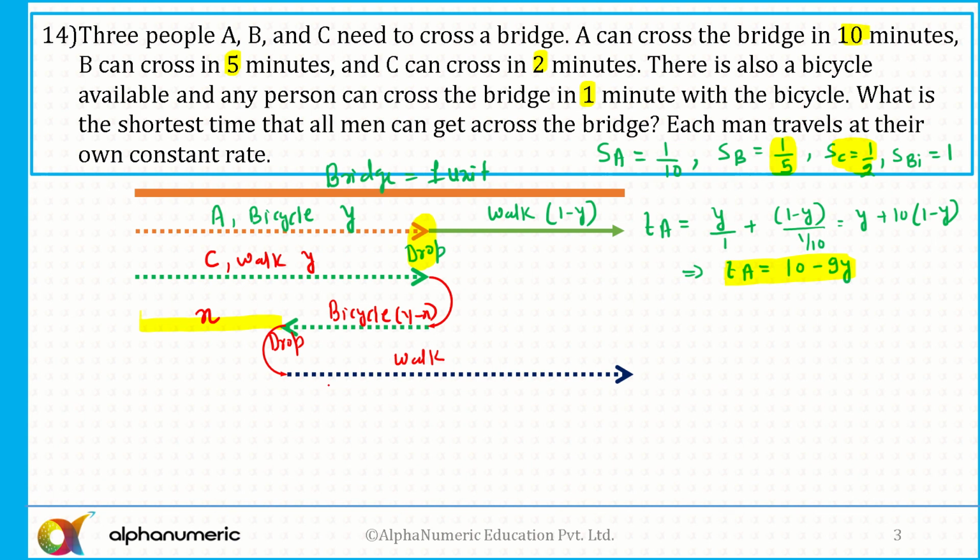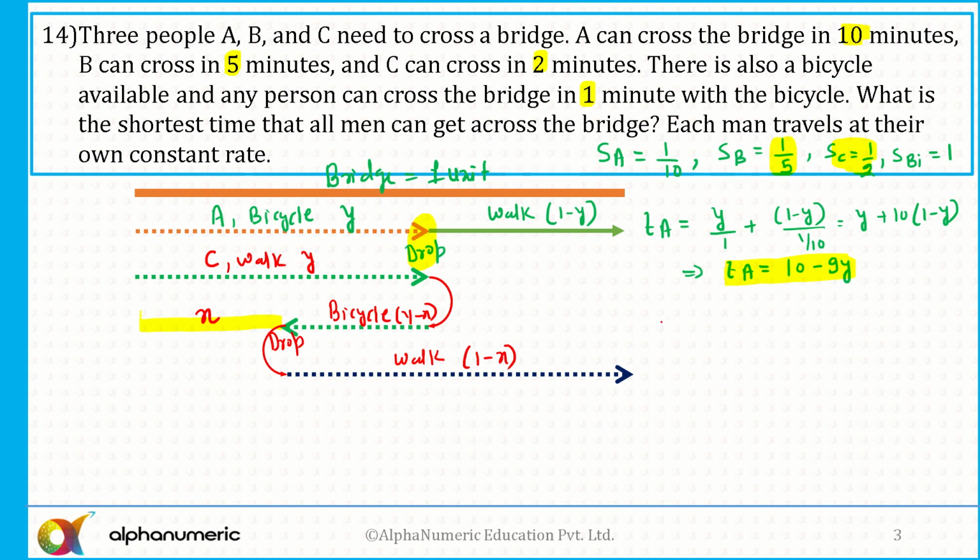And this blue line, what is the total distance walked? Since this yellow line is equal to x, the remaining distance which he walked is going to be equal to 1 minus x. So this is equal to 1 minus x.